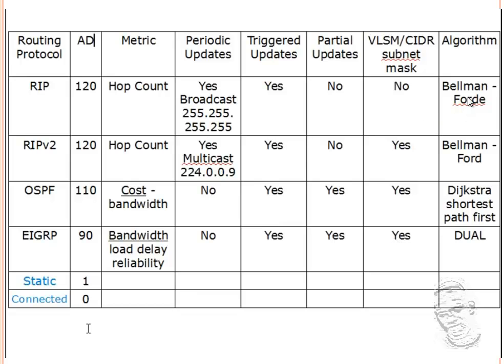The types of algorithm that are used: Bellman-Ford. Alright, this is just information if you want to go further into your IT career. RIP version 1 and RIP version 2 use the Bellman-Ford algorithm. OSPF uses Dijkstra's shortest path first, and OSPF is a very complex algorithm. In fact, I have a book that is about this thick. You understand? Real big, just dealing with OSPF alone. Alright, and EIGRP uses the DUAL algorithm.